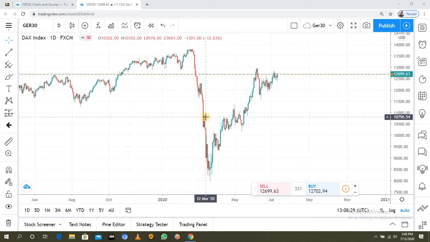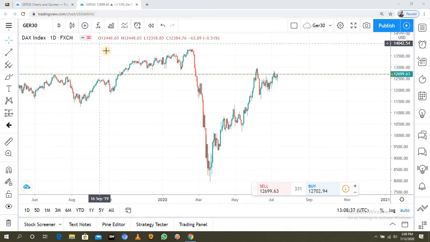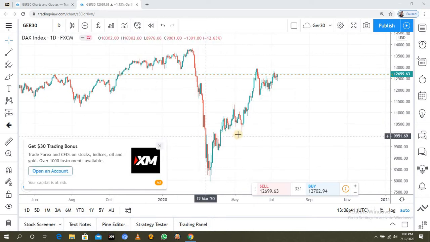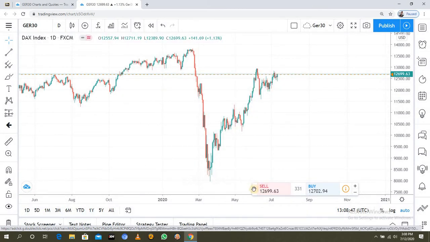So guys, today I'm going to do an analysis on GER30 daily time frame, and the platform that I'm using is TradingView. So with that being said guys, let's get into the analysis. Let me just close this, hide for now, then move this maybe to here.